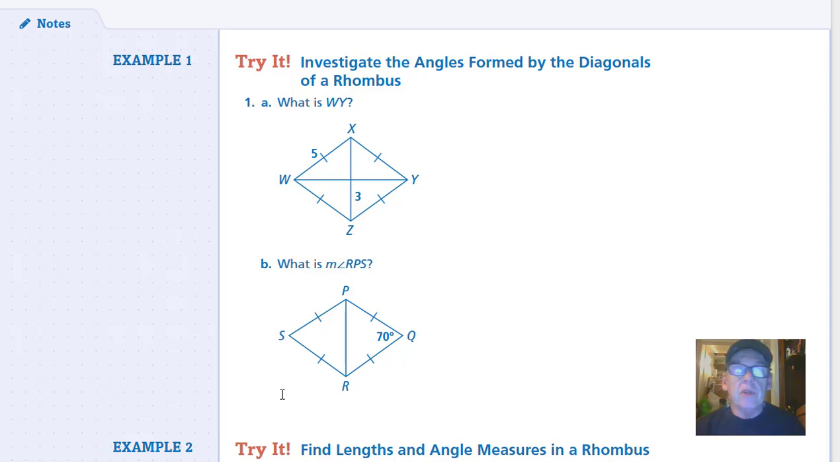Okay, let's look at example 1. Let's see what we got. What is the length of WY? So, in a rhombus, the diagonals are perpendicular bisectors of each other.